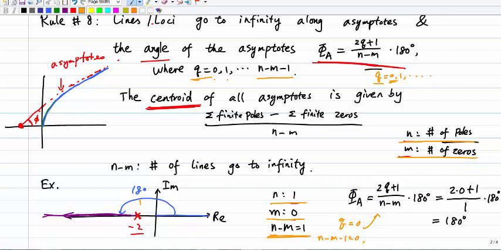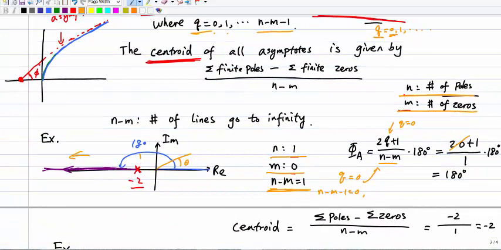Okay, so q is 0. So phi a is (2q plus 1) divided by (n minus m) times 180, with q is 0, n is 1, m is 0. So it's (2 times 0 plus 1) divided by 1 times 180. So it's 1 divided by 1 times 180, which is 180 degrees. So we know it's going to be in this direction, 180 degrees. This angle is theta, right? So 180 is going to be this line.